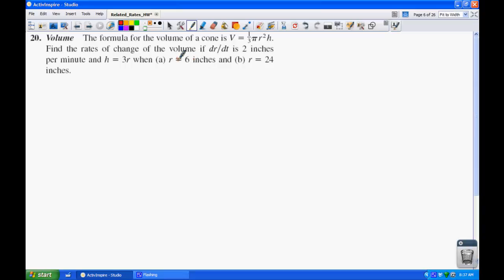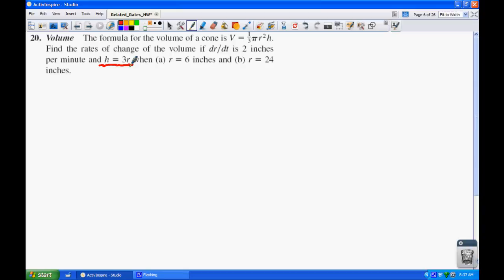The question is asking you to find the rate of change of volume. So that's probably going to be your dV/dt, right? That's a derivative. If the rate of change of its radius is equal to 2 inches per minute. And they give you this extra information right here: H equals 3R. That is very useful information, because it will help us figure out the rate of change of the volume.